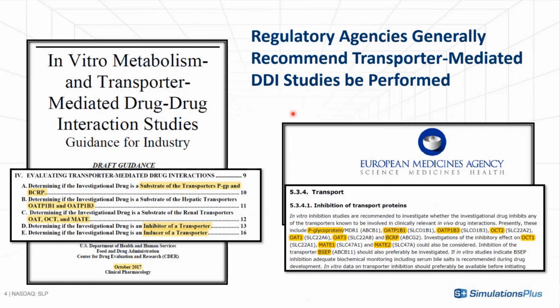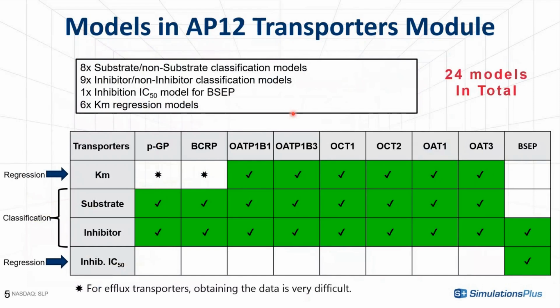So the next question is, which ones do we cover in ADMET Predictor? We provide a total of 24 transporter models in version 12 of ADMET Predictor. There are 8 substrate, non-substrate classification models, the ones that you see here in this row. There are 9 inhibitor, non-inhibitor classification models, the ones that you find in this third row. There is 1 inhibition IC50 model, that's for BSEP, and there are 6 Km regression models for these transporters.